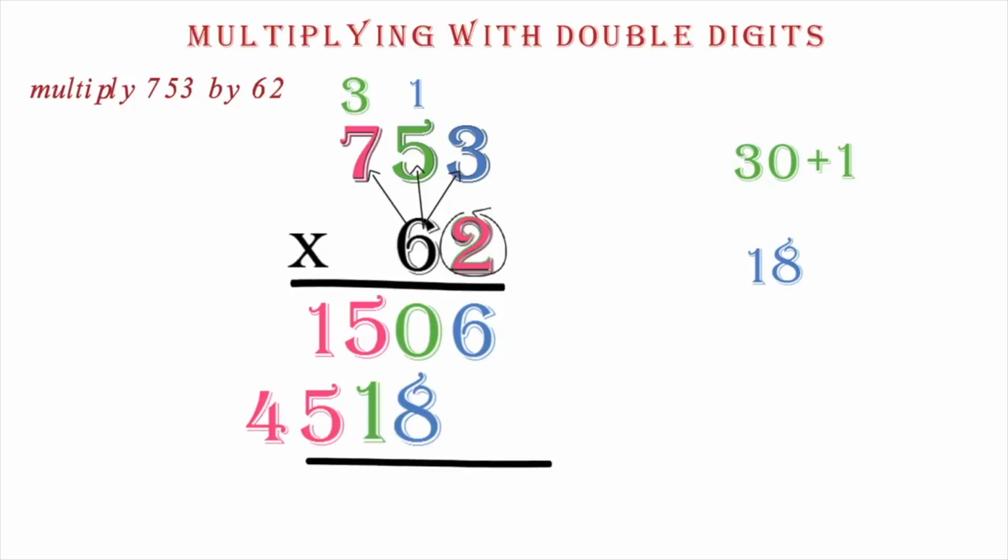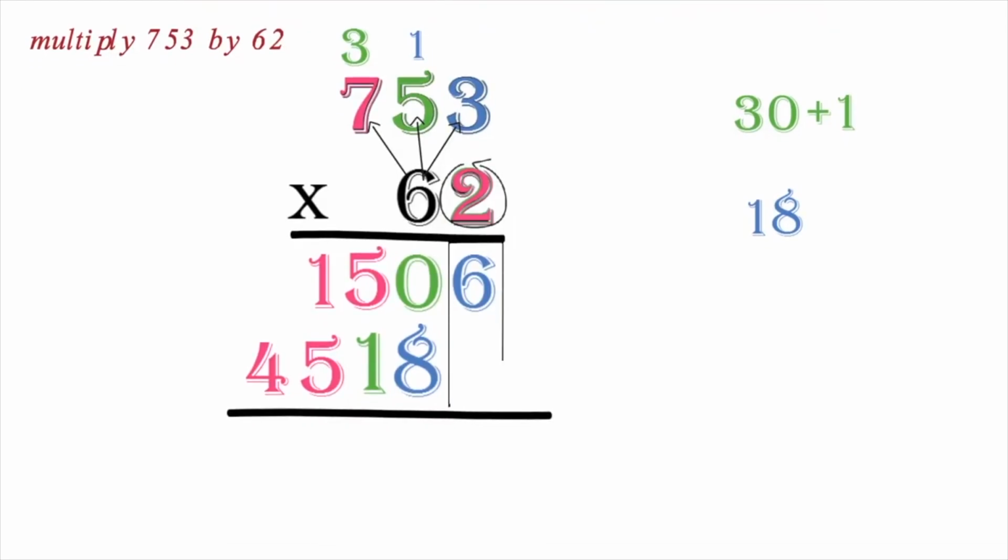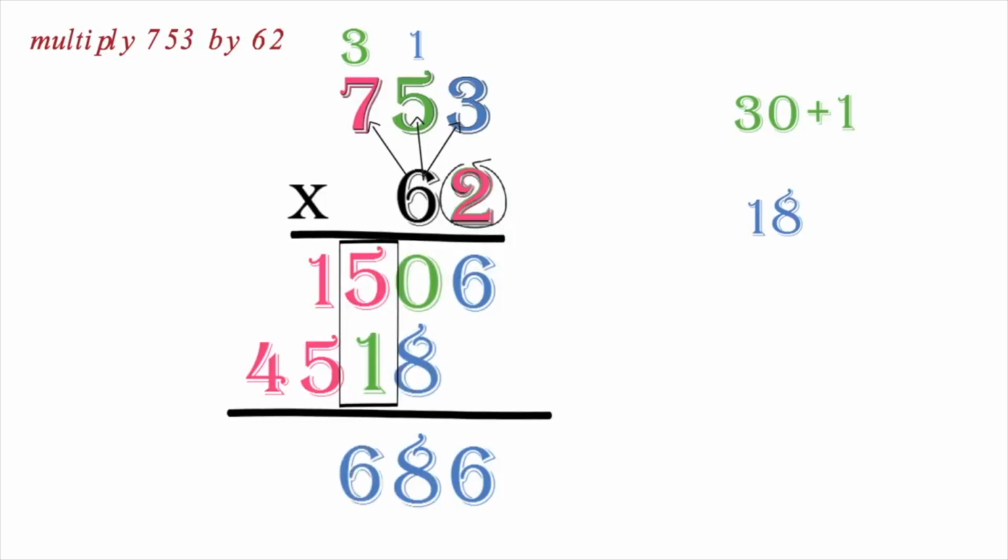Now the next step will be to add vertically. Since we just have 6 here, we bring it down. Next, we add the 0 and the 8 to get 8. We then add the 5 and 1 to get 6. Finally, since we just have 4 here, we just bring it down. So this will be our final answer.